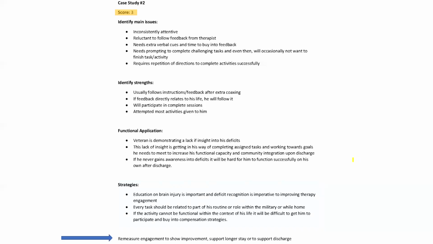And once again, just like the other gentleman, daily remeasure engagement to show improvement. That could either support a longer stay, if this gentleman is just really consistently scoring at a level 3 due to his decrease and lack of insight into his deficits, and that could mean, hey, you are going to have to stay longer. Or maybe you start seeing that engagement improve to a level 4, which means that this could be an earlier discharge.